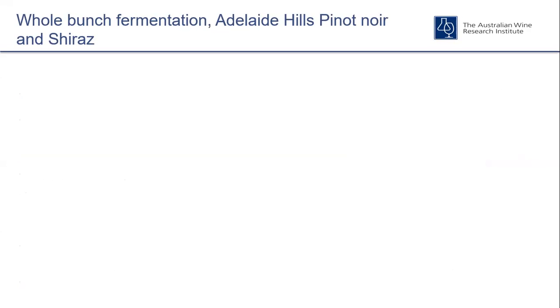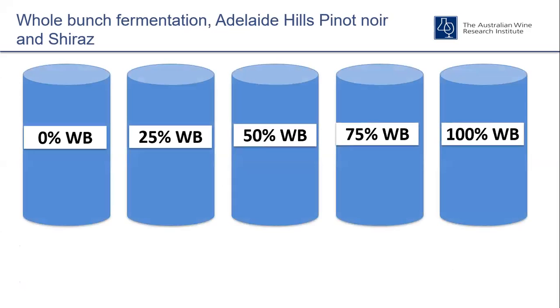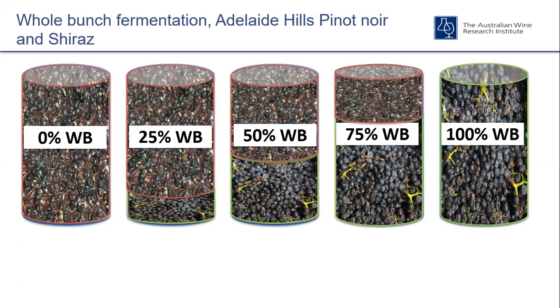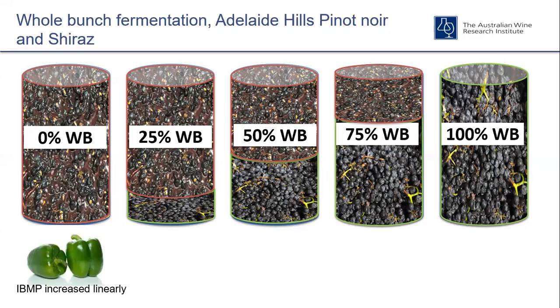We also did a number of trials at the AWRI on whole bunch fermentation. And in this case, we wanted to look at Adelaide Hills Pinot Noir and Shiraz as a bit of a cooler climate focus. And in this case, we looked at 0% all the way to 100% whole bunch. We looked at just adding an inoculated small amount of must to each ferment and then top that up with either whole bunches or crushed must, completely crushed must. We did look at doing whole berry fermentations, but then we realized with our crusher we couldn't get whole berries, so quickly changed to completely crushed in this instance.